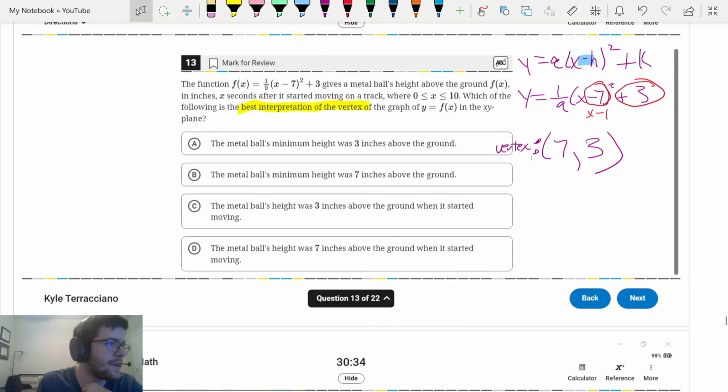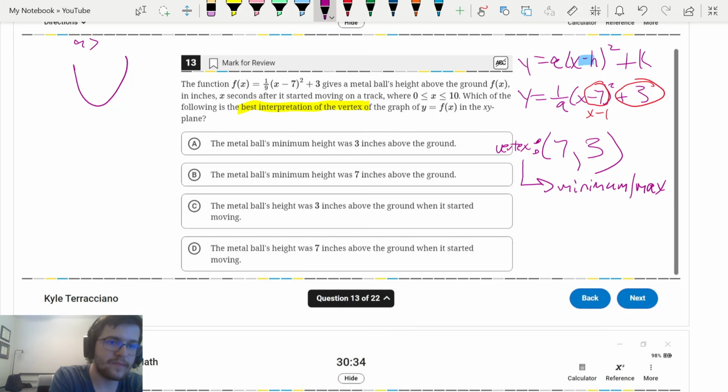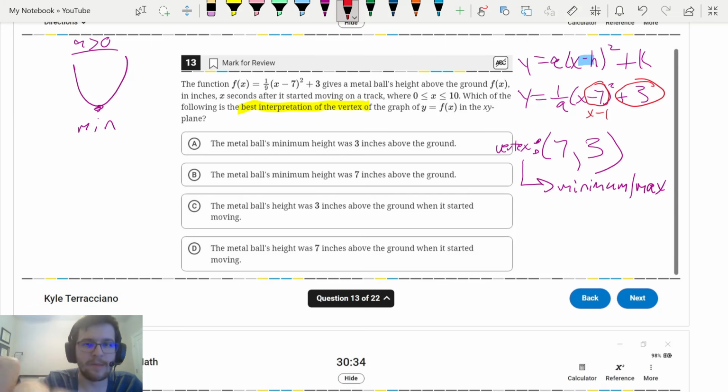All right. Now it says, now you should know that the vertex always represents the minimum or the maximum. Because A is positive, this one is facing up, okay? So the vertex represents a minimum. So the question should have the word minimum in it. So this one does not, and this one does not.